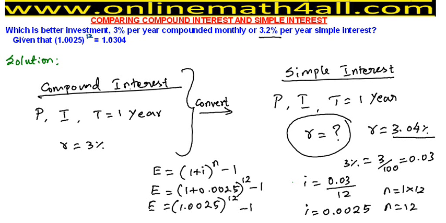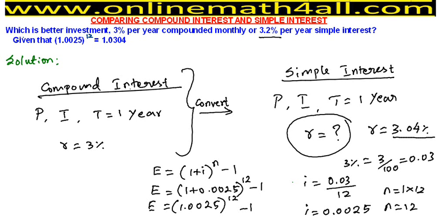To compare these two investments, the first one was in compound interest, but it has been converted into simple interest. Now the first one is in simple interest, and the second one is already in simple interest. Since both the investments are in simple interest, we just have to compare the interest rate given. Here we have an interest rate of 3.04 percent in the first investment, and 3.2 percent in the second investment. We get the higher interest rate in the second investment, so the second investment is better.